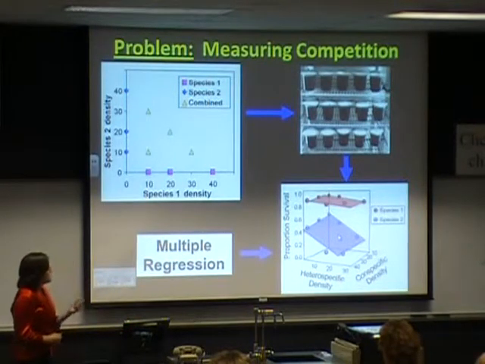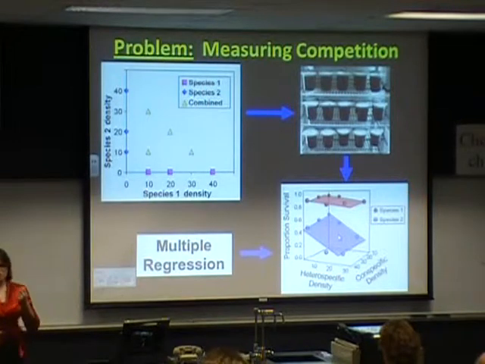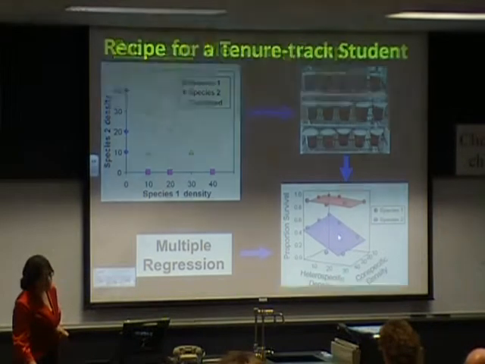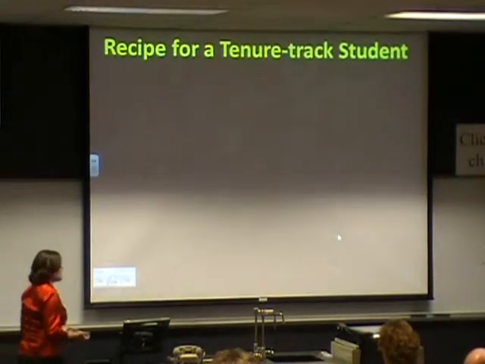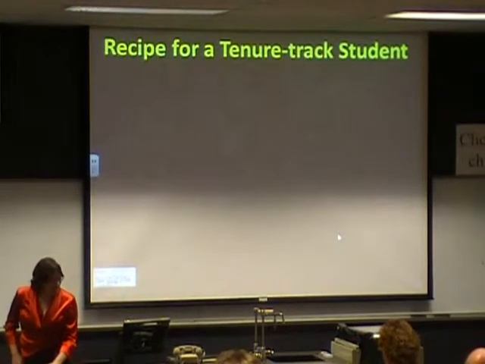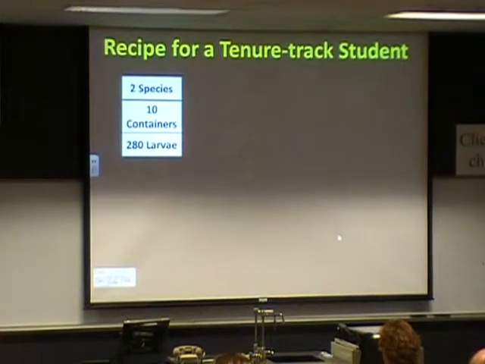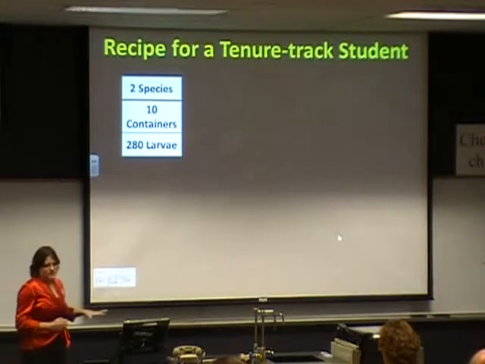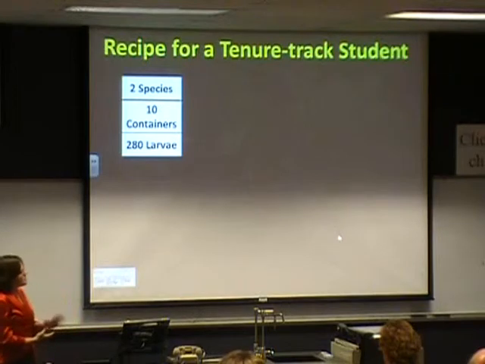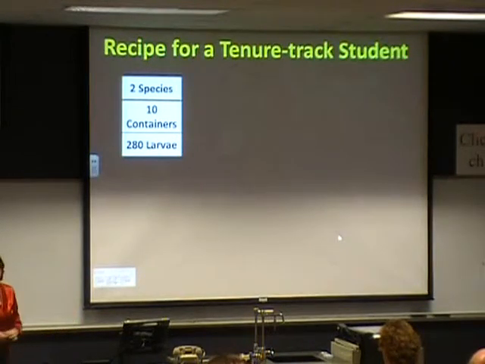Now, this is a very thorough and excellent way to look at competitive ability between two species, but if you try to expand this beyond to test more than two species, you're looking at the recipe for a tenure track student. And I'll just give you a brief example of that. So in order to test two species, in order to get one replicate of treatments, in order to test competition between two species, I need about 10 containers and about 280 larvae.